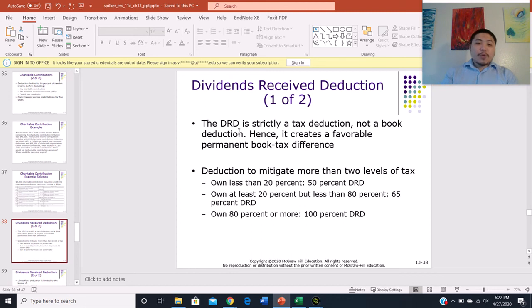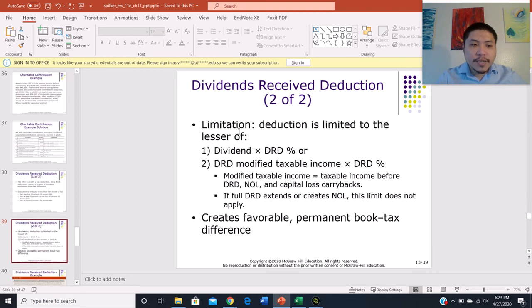And if corporation A owns more than 80% of corporation B, then corporation A can exclude 100% of the dividend they receive from corporation B, meaning they don't have to pay tax on the dividend. All of this we already mentioned in the previous chapters. This is just a review.